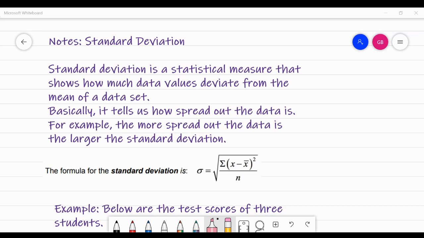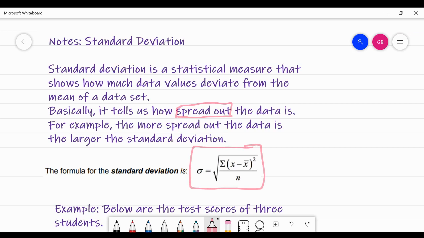So, standard deviation is a statistical measure that shows how much data values deviate from the mean of a data set. Basically, it tells us how spread out the data is. For example, the more spread out the data is, the larger the standard deviation. Okay. Here's the formula for standard deviation. I know it looks a little bit complicated, but I'm gonna do some examples to show you how it works.